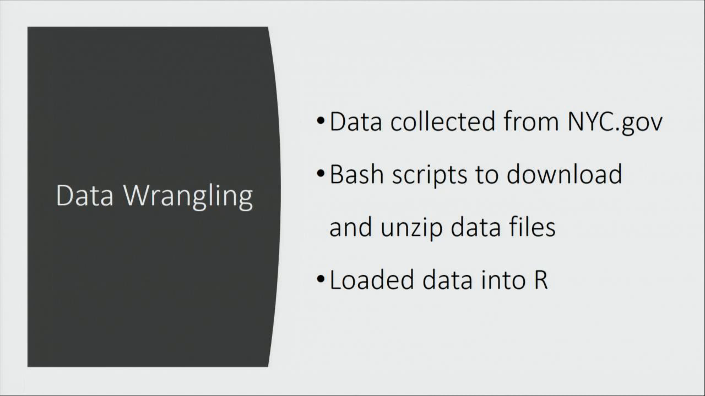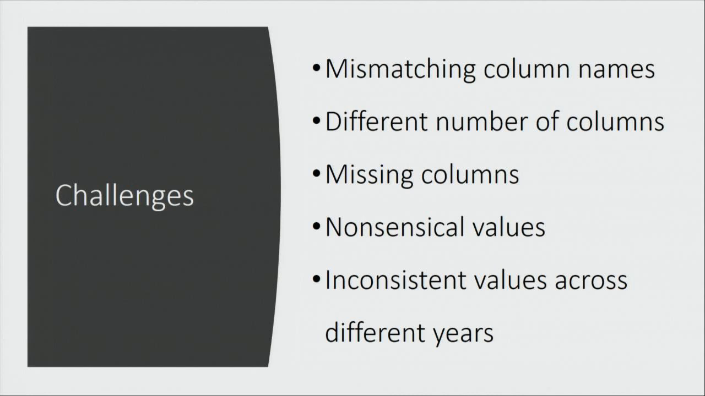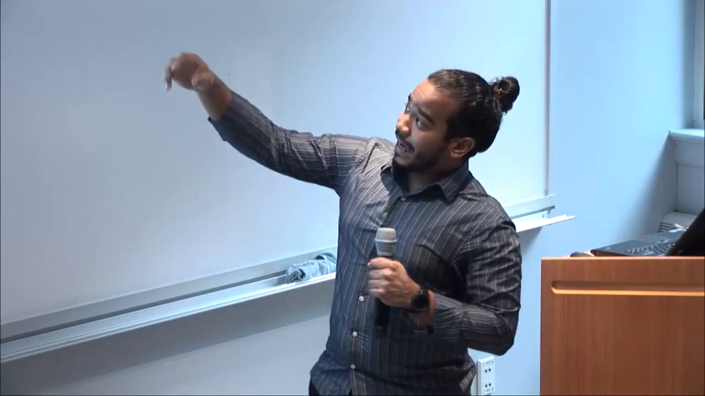Now we're going to take a look at one of the simplest steps, which is downloading the data, collecting it, and loading it into R, which is pretty simple. Well, not so simple. We found a lot of challenges, like mismatching columns, a really weird naming convention, different numbers of columns, missing columns, and nonsensical and inconsistent values. I'm going to show you a few examples in the next slide.